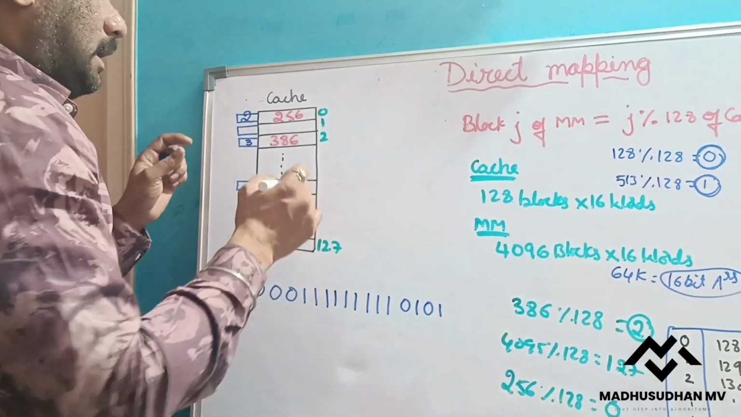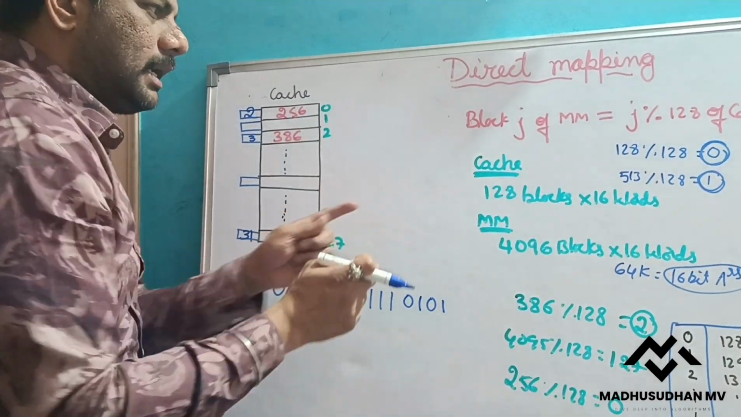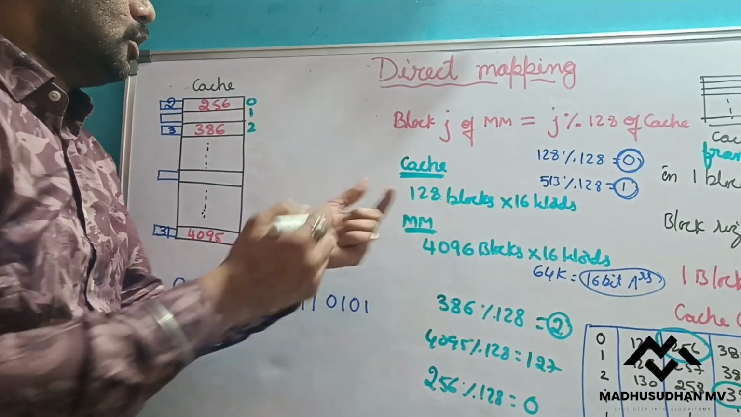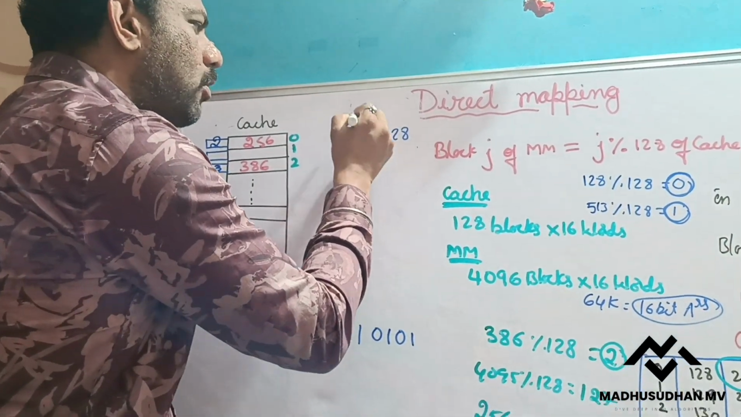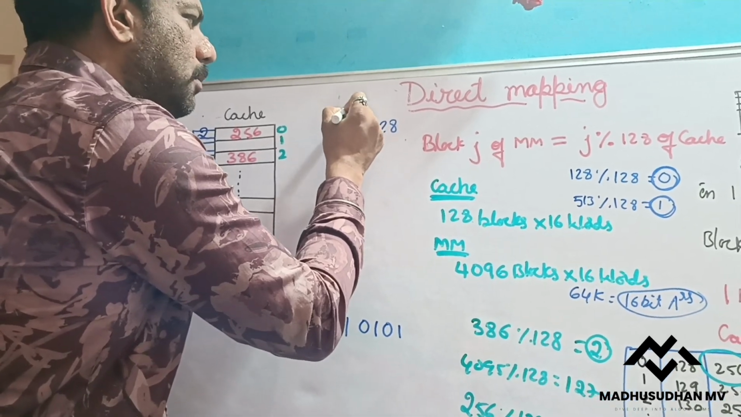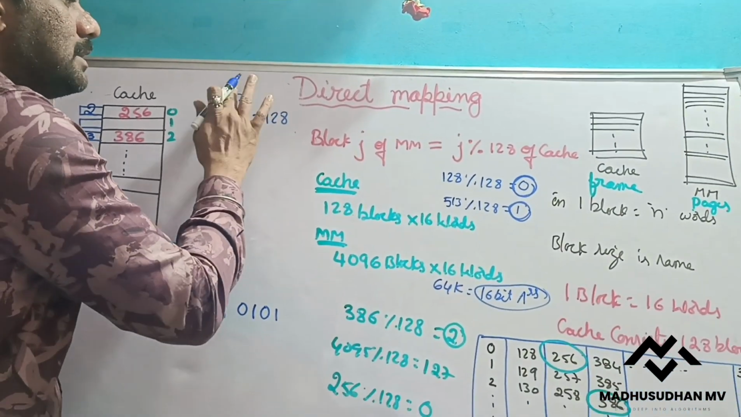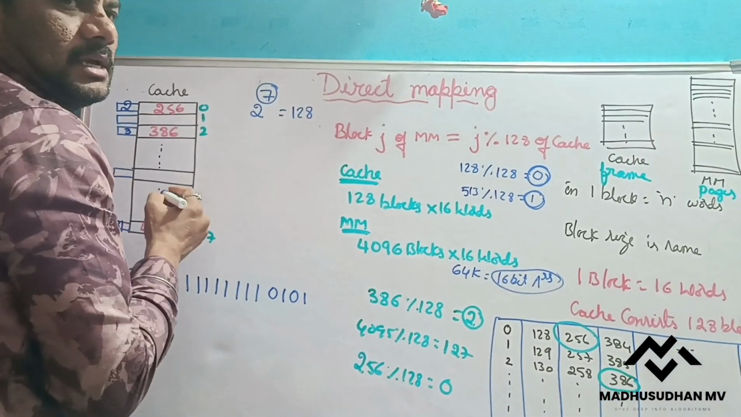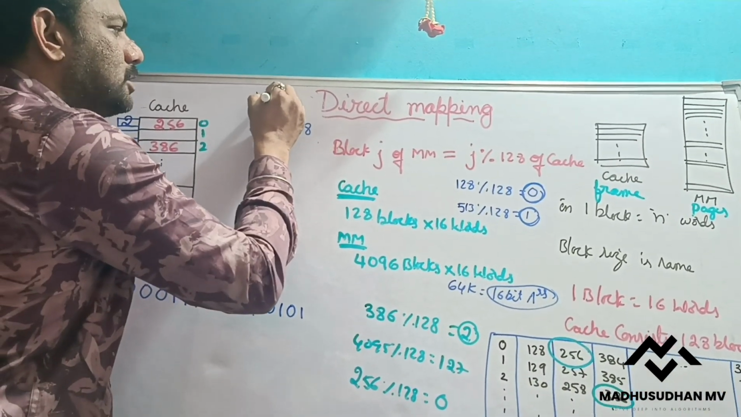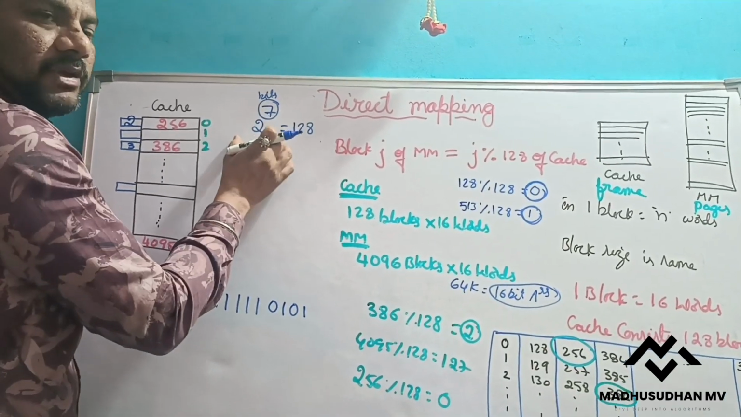Now in cache memory, how many blocks do I have? Totally 128 blocks. So 128 is equal to 2 to the power of what? 2 to the power of 7 is equal to 128. So I need 7 bits to identify the block number of the cache.